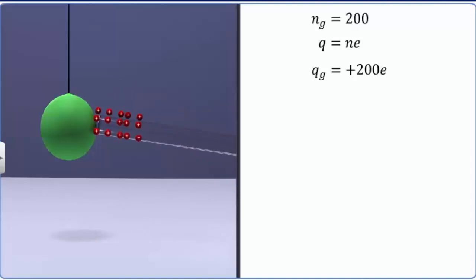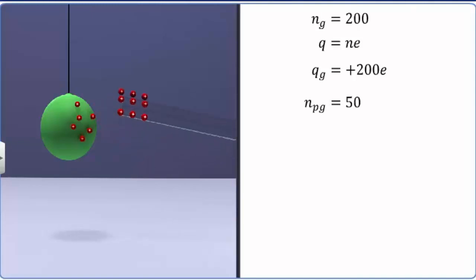Let us assume that initially glass has a deficit Ng of 200 electrons. Using the quantization of charge principle, that is, Q is equal to Ne, we see that the charge on the glass is Qg equal to plus 200E. Now, when this glass rod was in momentary contact with the pith ball, let us assume that because of the electrostatic attraction, a few electrons, say Npg equal to 50, are transferred from the pith ball to the glass rod.